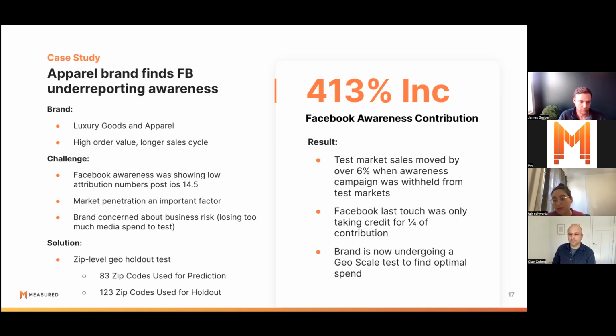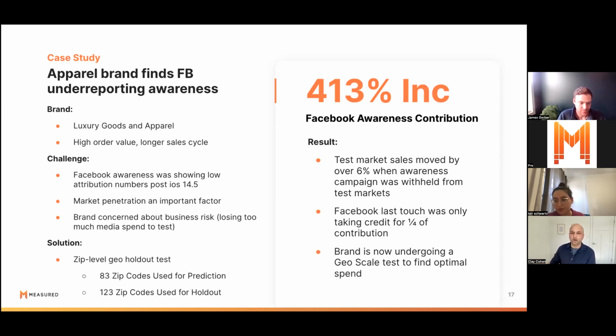And Clay, do you want to talk about the action items from this test? Yeah, I think just to highlight really quick, the net is that Facebook was significantly underreporting their awareness. And as James mentioned early on, awareness is notoriously one of the hardest areas of the funnel to measure. And then this is kind of compounded by several factors.